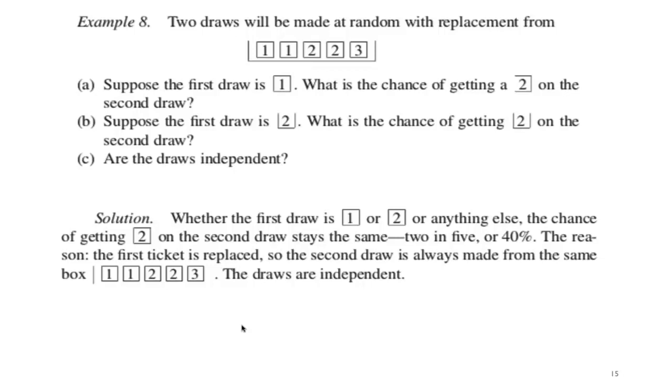Okay, let's see why. Because we are replacing the card. Again, the key word here is that we're making two draws and we are replacing the card. So whatever I get, I always put it back. So the chance of getting a 2 on the second card is independent of the first card. So this is independent because of the replacement.